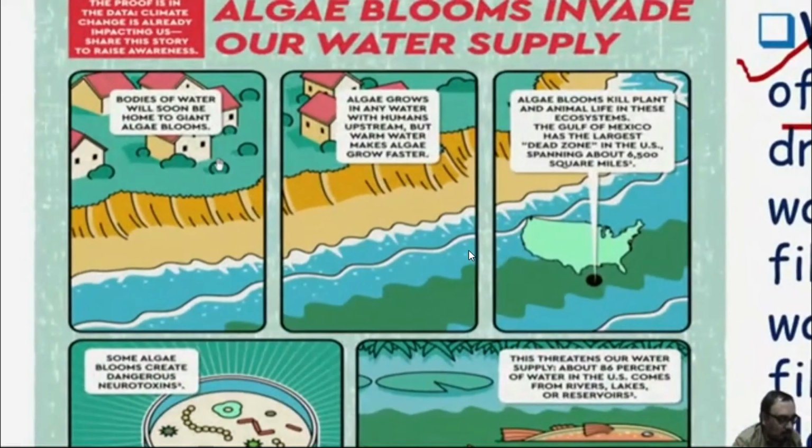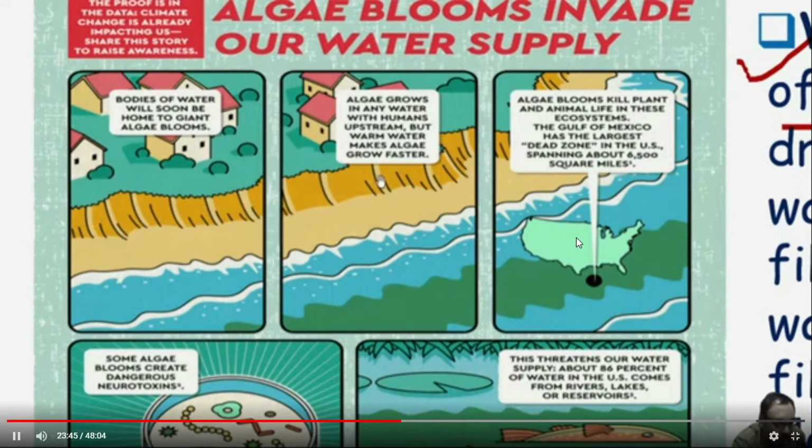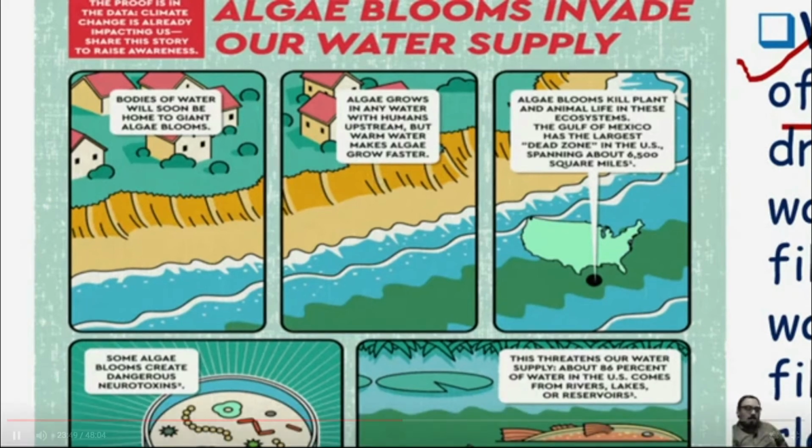Where it can change the taste of the water and other properties of the region also. For example, the cartoon given here, where the bodies of water soon will be the blooms of algae. And the second diagram here, where algae grows in any water with human upstreams, but warm water makes the algae grow faster.